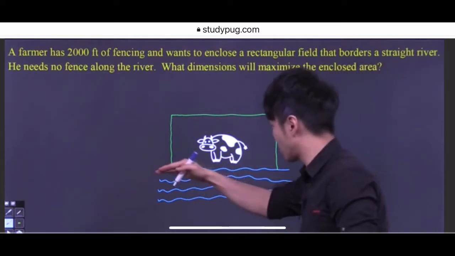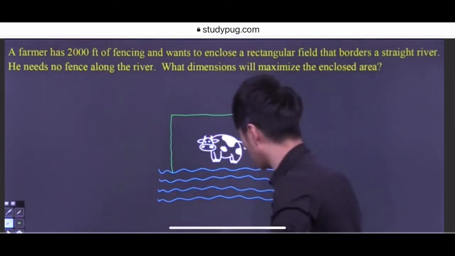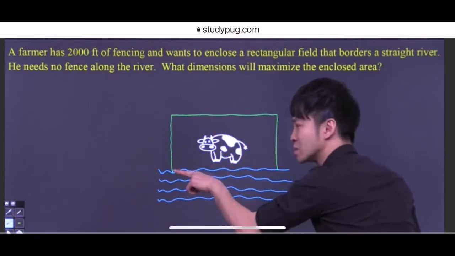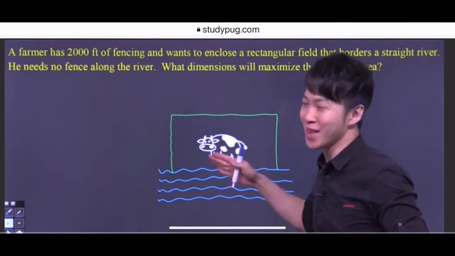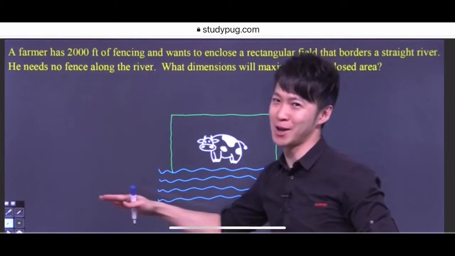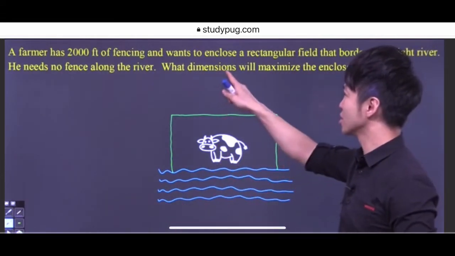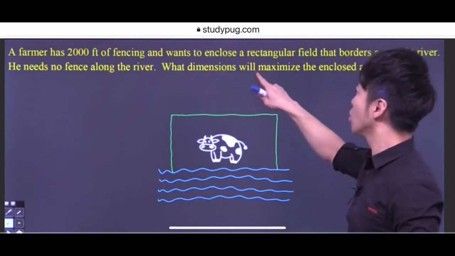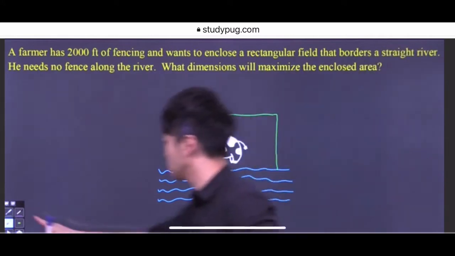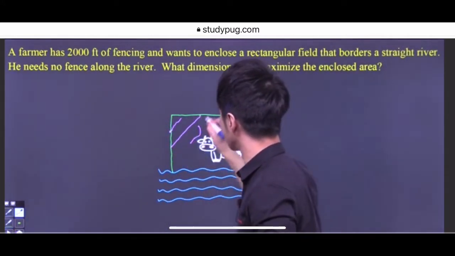Now, along the side of the river, the farmer needs no fence, assuming that the cows cannot swim and escape through the river. So now, what dimensions, what length and width, will maximize the enclosed area?